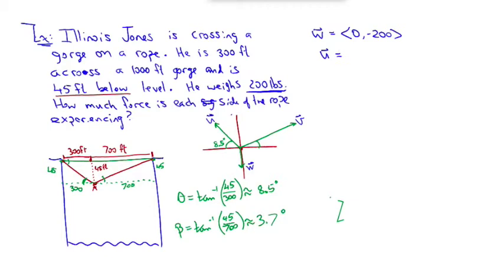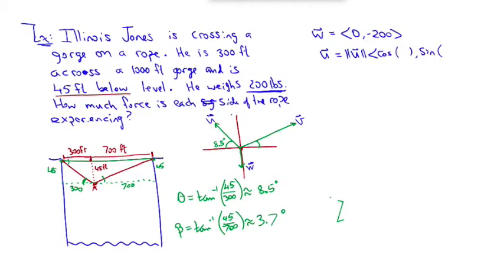Don't care about vector I. What do we know about vector U? We know its angle, which is 8.5. So what do we do with an angle to come up with a vector? The cosine and the sine. So it's going to be the magnitude of U times the vector cosine of 8.5, sine of 8.5.